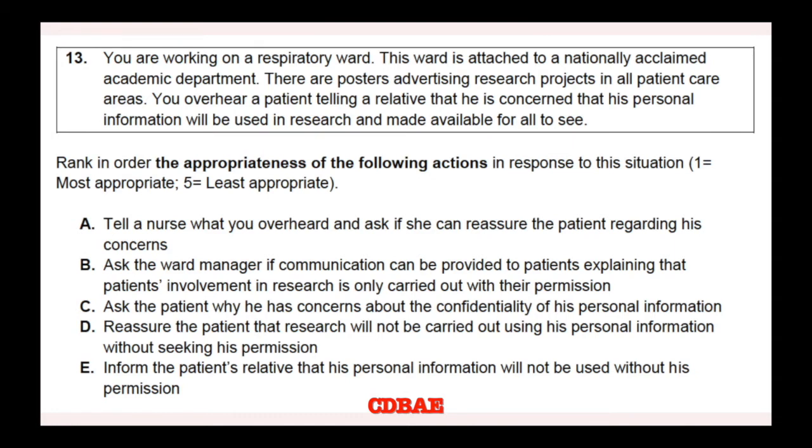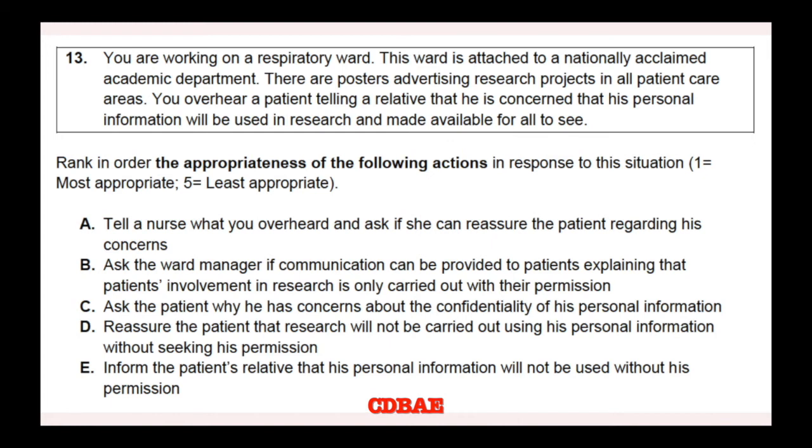B, ask the ward manager if communication can be provided to patients explaining that patients' involvement in research is only carried out with their permission. So this is more of a, you're delegating it to someone else and it's going to be done in due time, but you haven't actually solved this patient's immediate concern now. And so it's less appropriate than the other two.